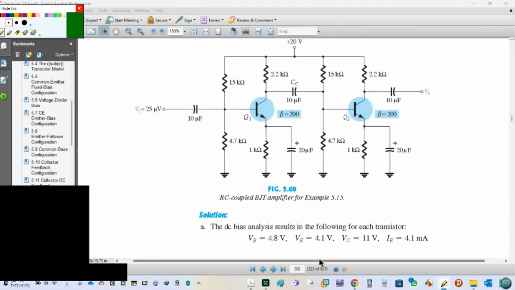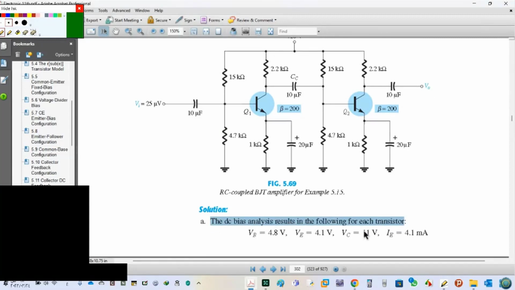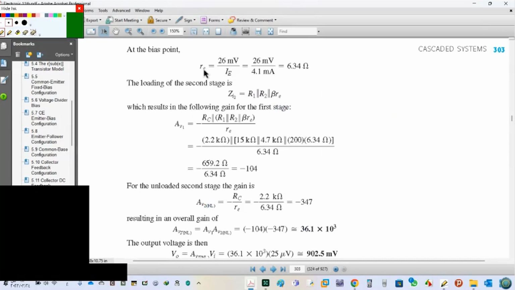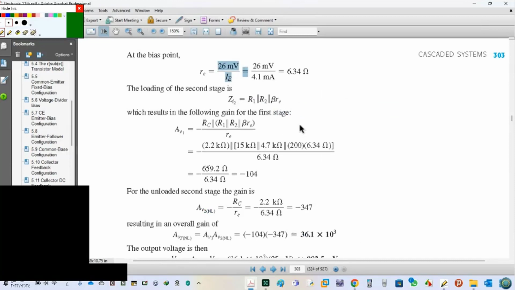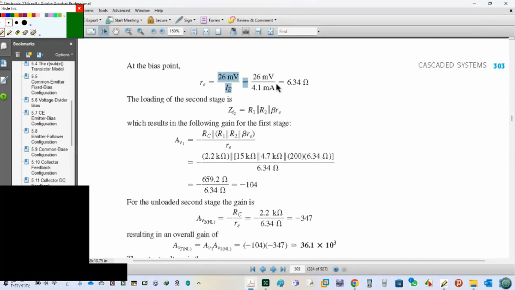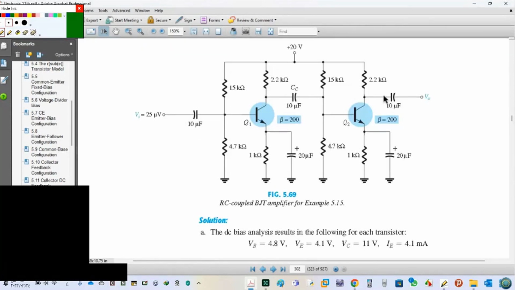See here the DC bias analysis. Here he told me this is the DC bias analysis. In the exam you have to solve it. Here he gives me these examples, but in the exam you have to calculate. Now you have to calculate RE. He did RE. Now, what is the problem now? RE is now 6.43. Now I have two stages here.